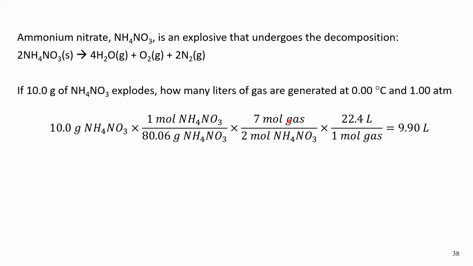And then we could use our ideal gas law equation, or because we've got 0 degrees Celsius and 1 atm, we're actually at standard temperature and pressure. We could just plug in that 22.4 liters equals 1 mole. Either way, calculate the moles of gas and use your ideal gas law, or use this 22.4 liters since you're at standard temperature and pressure, and you're going to get the volume. So the total volume of gas that's going to be produced is 9.90 liters.